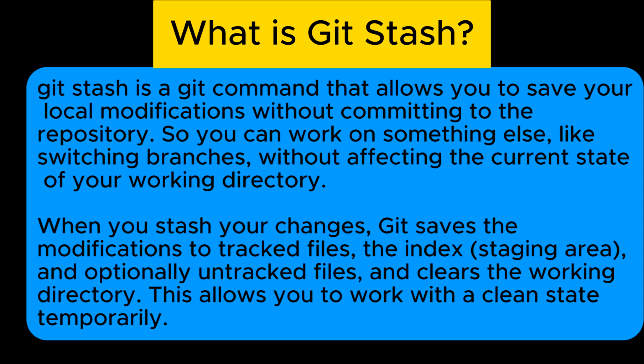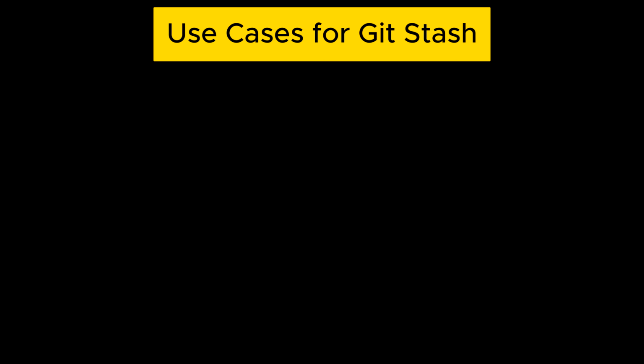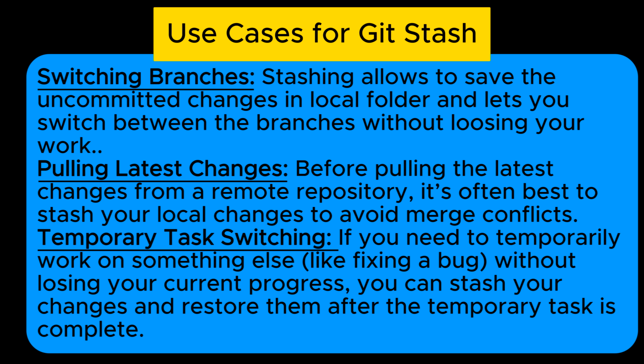So let's discuss use cases of Git Stash. There are three major use cases. The first is when you need to switch branches. Let's suppose you are working in a branch and you don't want to copy and paste your work elsewhere, or you don't need to commit your work. So you can just stash your changes and switch branch. After reverting back, you can pop or apply your saved changes by using apply stash.